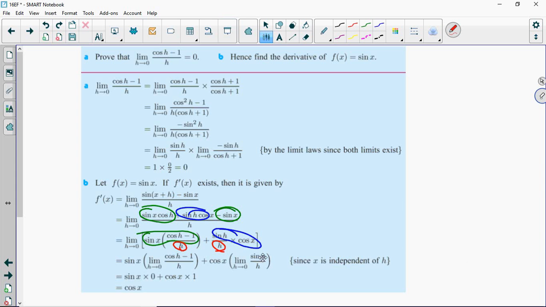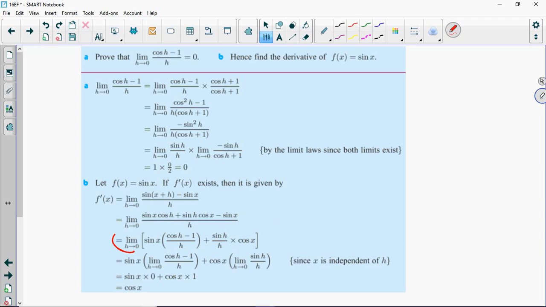And then we see on this end, we've got sine of x times the limit of this piece here, but we already established that that's equal to 0. So this entire term here on the left is going to be 0. And on the right, we have cosine of x times this limit here, which we've established is 1. So it's just cosine times 1, which is cosine. Take a real close look in there. Remember that some of those are x's, some of those are h's.